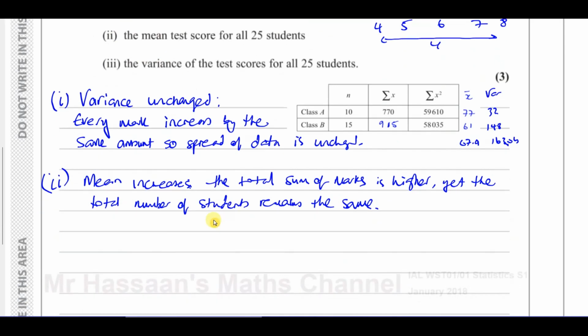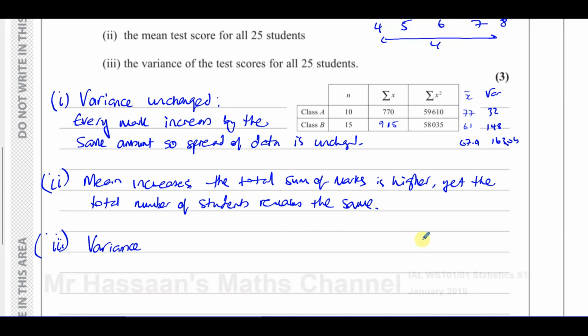Now, part 3, this is a bit more tricky. It says here, the variance of the test scores for all 25 students. And now they're talking about the variance of all students. Okay, now what's going to happen here? You see, not every single data entry is going to change by the same amount. Some data entries will stay the same, and some data entries will increase by 3.